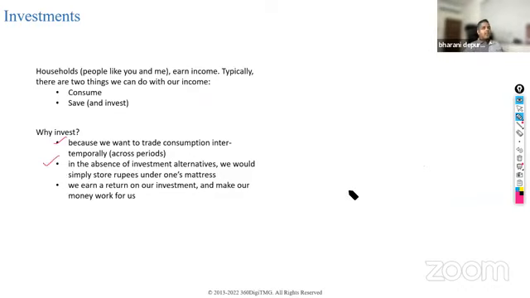In the absence of any other investments, if I assume that you don't have any investment alternatives, then we would simply store dollars, rupees under the mattress. But if you invest it somewhere, we earn a return on our investment. Be it a fixed deposit, for example, you keep getting interest on that. It keeps making money work for us. Whatever money we have, we are earning on top of that.